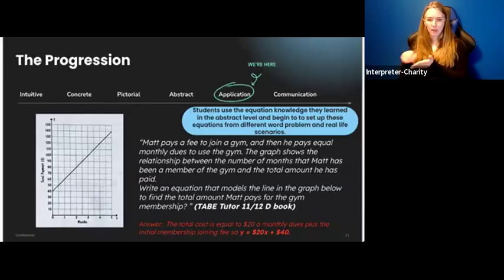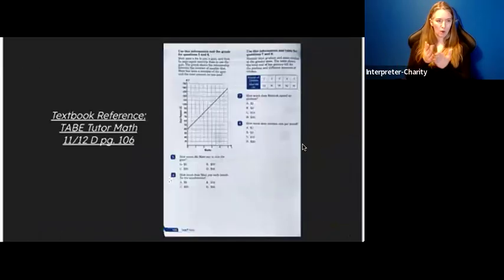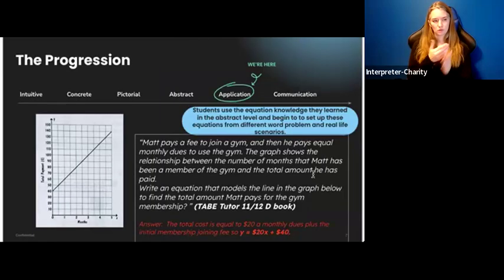Write an equation that models the line in the graph below to find the total amount Matt pays for the gym membership. This is straight from the TABE 11 and 12 math book, and I do have it referenced here if you'd like to see the whole page. But I'm just going to pull out this one problem. It's a common one we would take a look at. They provided us with a picture, an image, for the problem, and our students need to be able to write the equation.